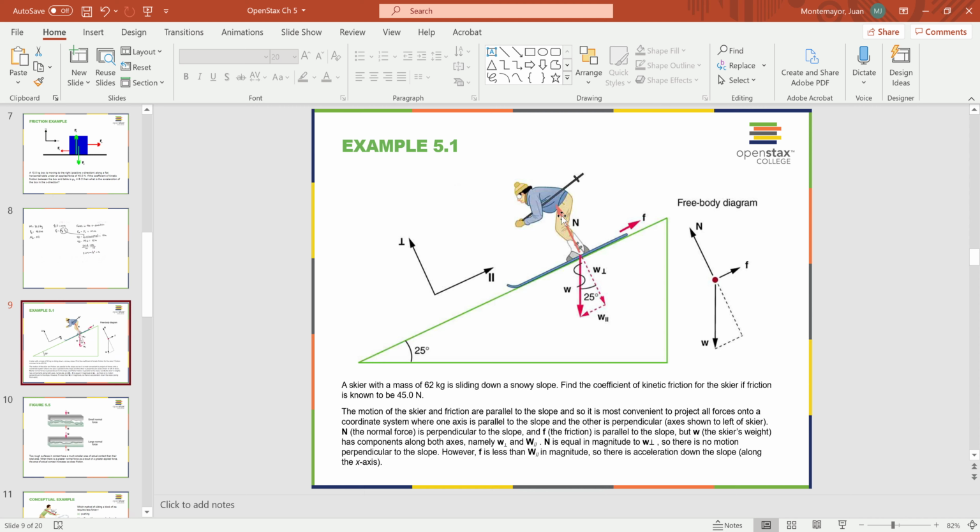So for example, 5.1 in the textbook, we have a skier with a mass of 62 kilograms sliding down a snowy slope. Find the coefficient of kinetic friction for the skier if friction is known to be 45 newtons. So here you can see that this is the total problem, and our free body diagram goes as it shows here. So we know our friction is opposing the motion of the skier going down the slope. We know to break apart our weight here because we are at an angle, 25 degrees. And we know our normal force is pointing perpendicular to the surface.